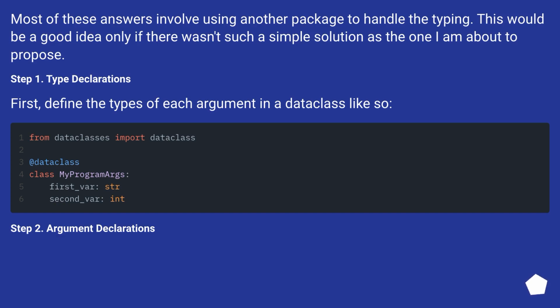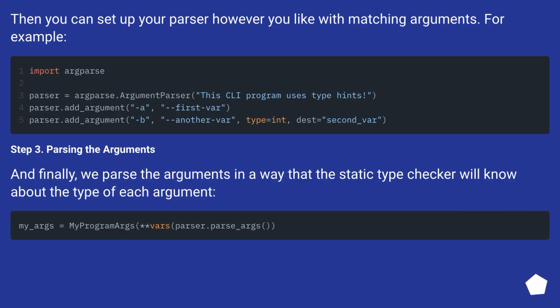Step 2. Argument declarations. Then you can set up your parser however you like with matching arguments. For example, Step 3. Parsing the arguments. And finally, we parse the arguments in a way that the static type checker will know about the type of each argument.